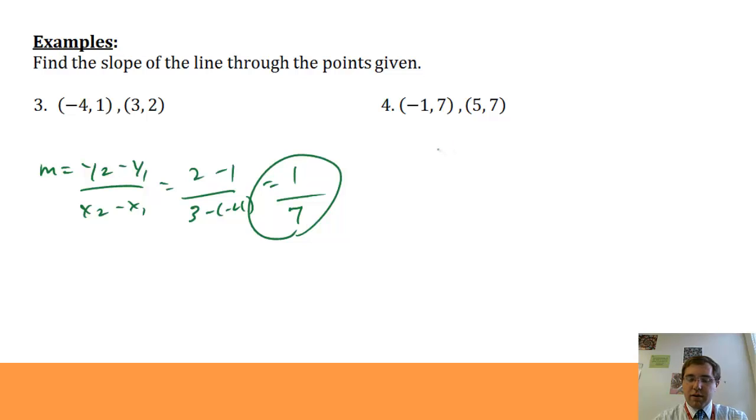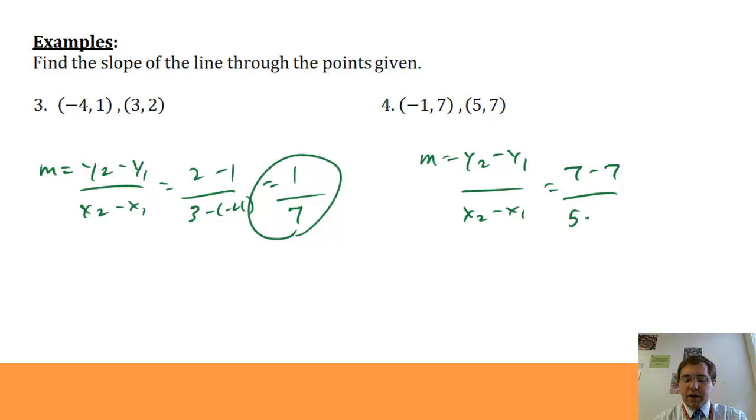Number 4, I take y2 minus y1 over x2 minus x1. So I've got 7 minus 7 over 5 minus negative 1. 7 minus 7 is 0. 5 minus negative 1 is 5 plus 1, or 6. 0 divided by 6 is 0. So my slope is 0, which means this is a horizontal line.